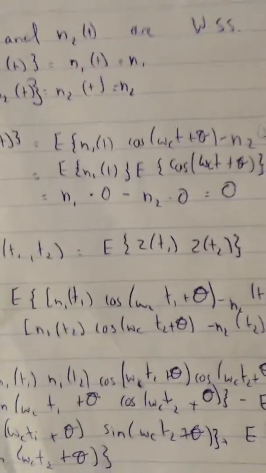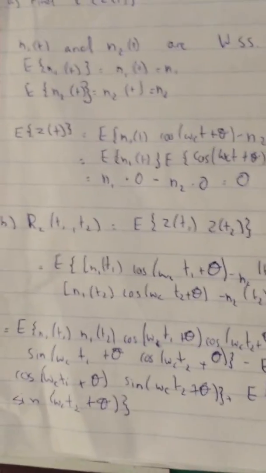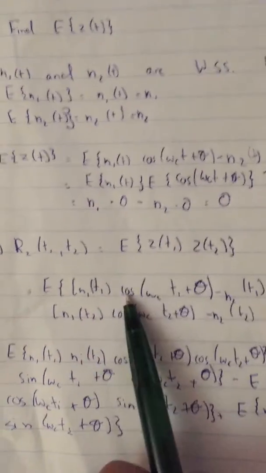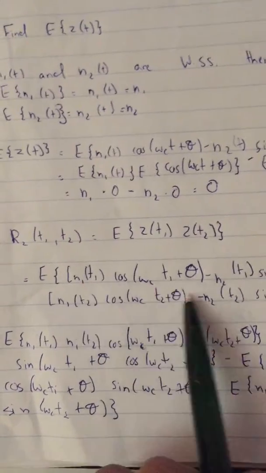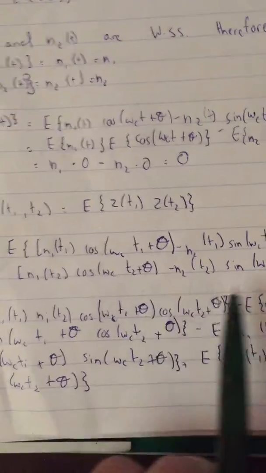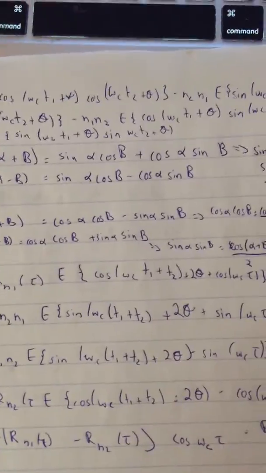So part B is find R_Z(t1, t2), which just equals the expected value of Z(t1) Z(t2). So I'm going to do a little bit of plugging in here. We're going to use the same principle as we used in the first. Wherever we see a t here, we'll replace with t1, and wherever we see a t here, we'll replace with t2. And over here, we're just foiling everything out. If you want to take a quick look at it, this is what it looks like. It's just foiling everything out, and then continue to foil it out.